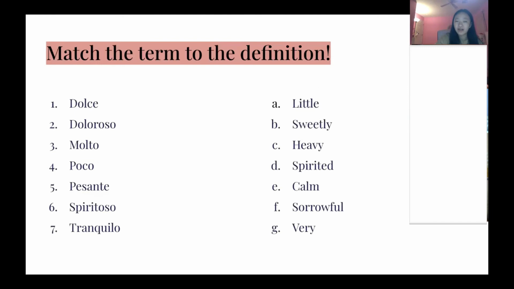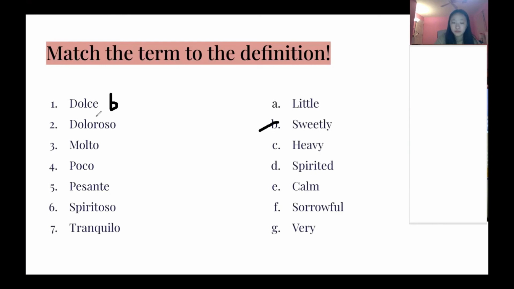Okay, so this one, I know we didn't get that much time to look on the last slide, but we're going to try our best. Okay, so we have 7. So let's just have each person do 1 or 2. So number 1 is sweetly. Very good. Good memory. So dolce means sweetly. You can do number 2 also.